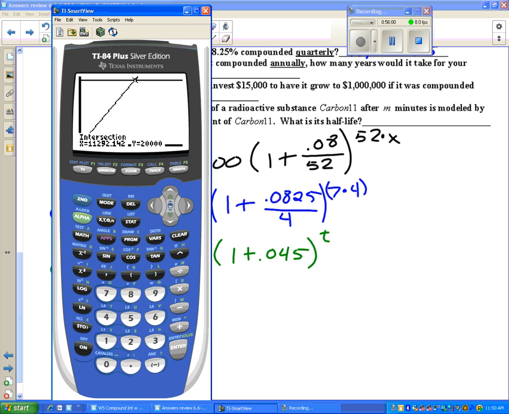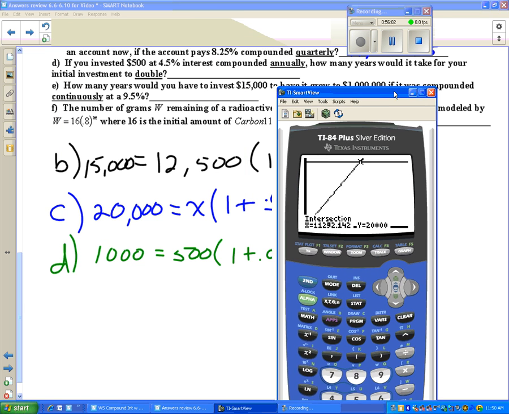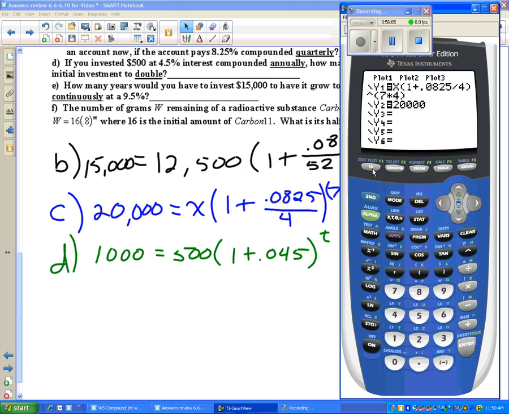So again, I'm going to pull up my calculator. I'm going to use intersection the way that I have been. Y equals, clear out these two. My first equation is 500 times 1 plus 0.045, 4.5% to the x power. I want to make $1,000. Now here my x is in the exponent, so my x's don't have to be too huge.